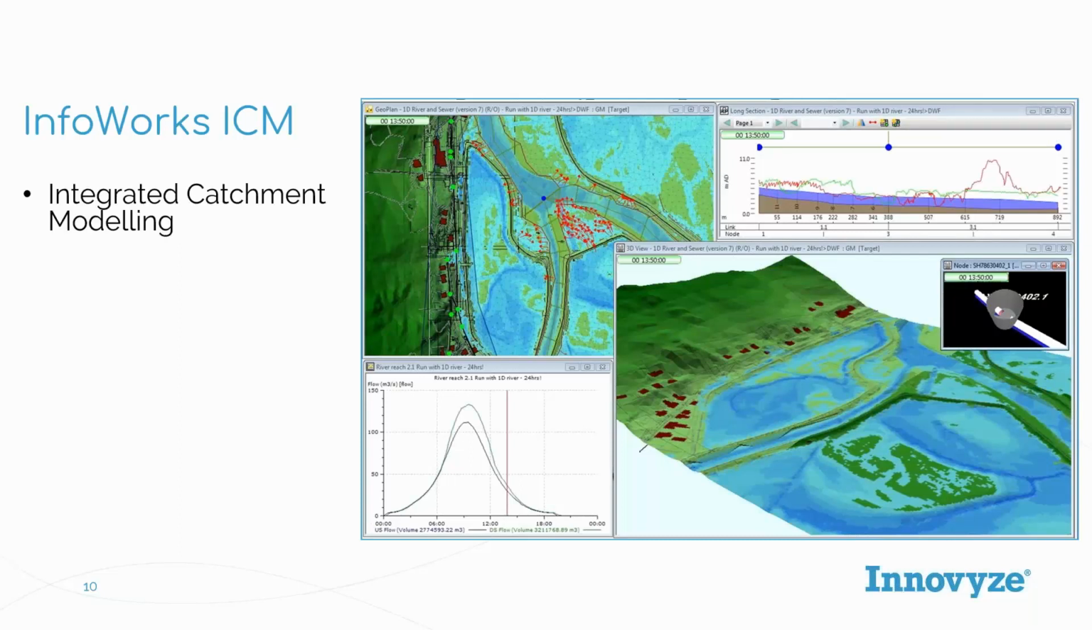ICM stands for Integrated Catchment Modeling. So it has the ability to model the complete above and below ground drainage systems all in one place. You see the full picture representing all of the elements in the catchment and how they interact together, most importantly.